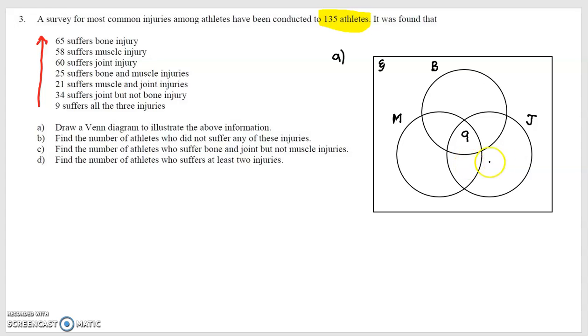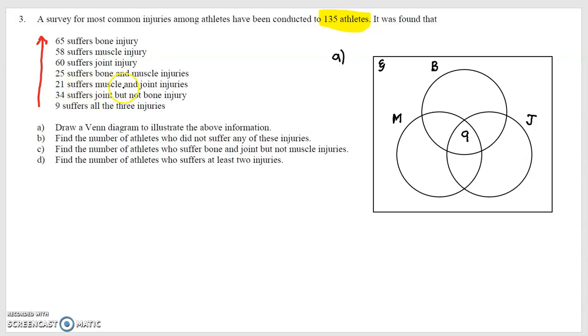Tapi disebabkan maklumat tak cukup, so kita tak dapat isi. Means that this part is 34. But because we don't have enough information, kita biar dulu. Kawasan ini 34, melibatkan kawasan sini dan kawasan sini. Joint but not bone. Dia bukan bone. So bone ni kena tolak lah. So saya padam balik. So I try to erase this part. We move to the next.